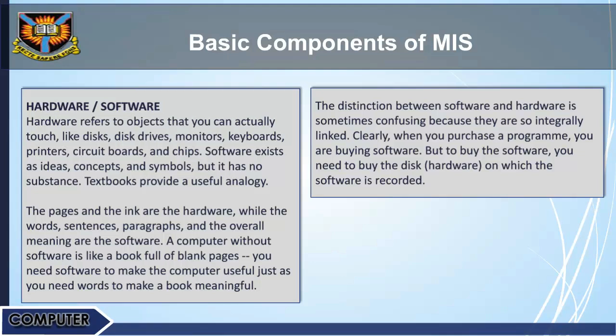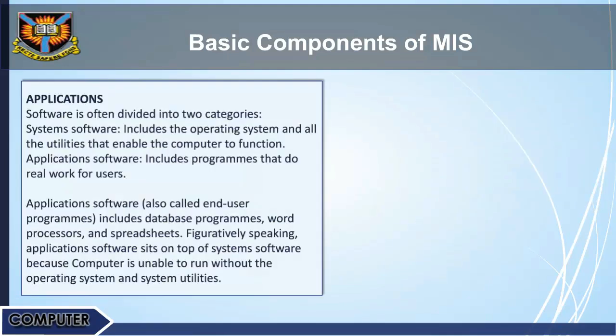The distinction between software and hardware is sometimes confusing because they are so integrally linked. Clearly, when you purchase a program, you are buying software, but to buy the software, you need to buy the disk hardware on which the software is recorded.